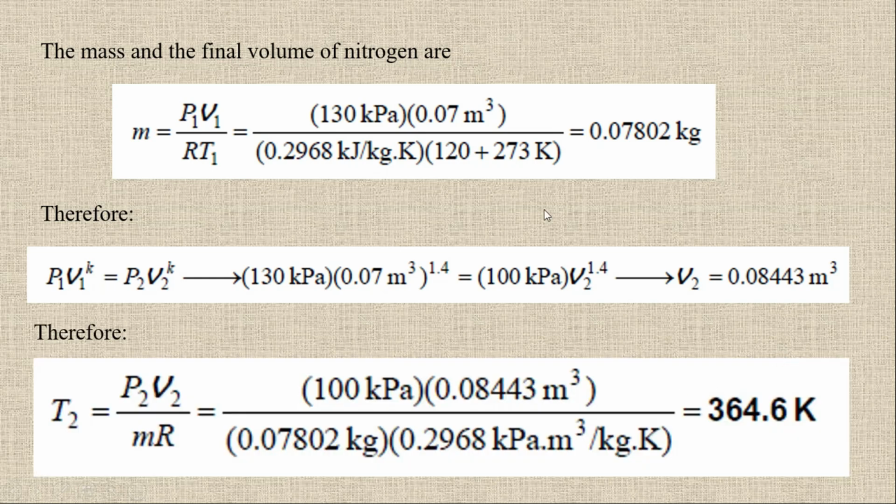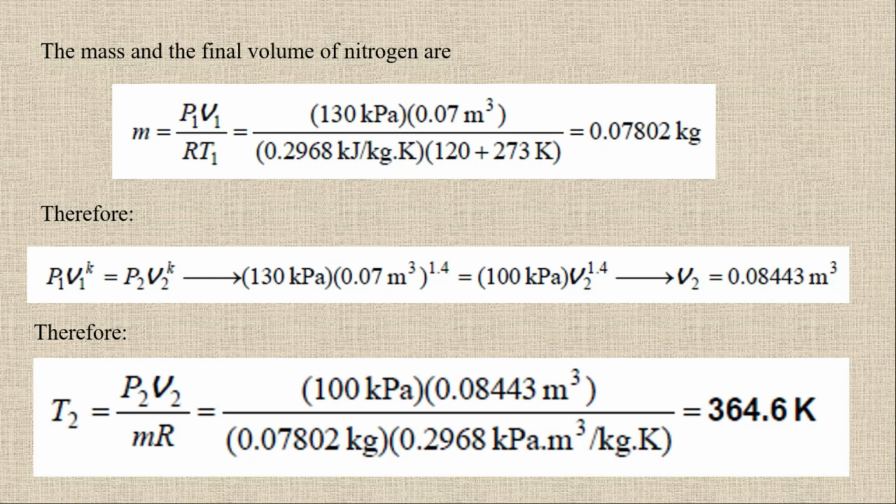Therefore, using the same equation, PV = mRT, T2 will be P2V2 upon mR. The mass m is this one because there is no change in the mass as the system is closed, and we have R, which is the gas constant. We know V2, and the value of P2 is given. In this way you can find the final temperature, which is 364.6 Kelvin. So the temperature is given, the pressure is given, and the volume we have already calculated. So we know all the values. We have the mass, we have P1 V1, we know P2 V2.